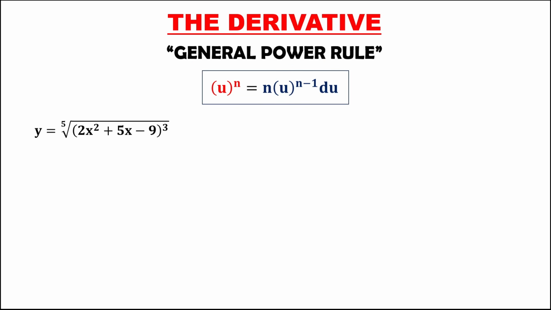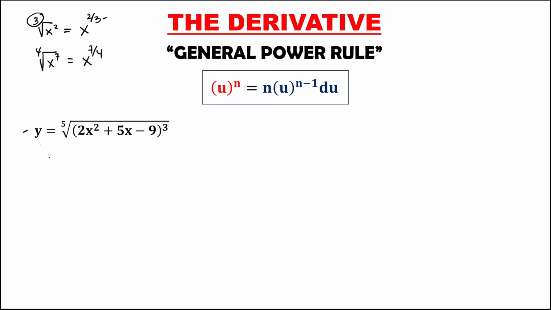Then for this given, to find the derivative, first we need to rewrite this radical in exponential form. If we have the cube root of x to the power 2, in exponential form this is equal to x to the power 2 over 3. So the root is the denominator of the exponent. If we have the fourth root of x to the power 7, in exponential form this is equal to x to the power 7 over 4.